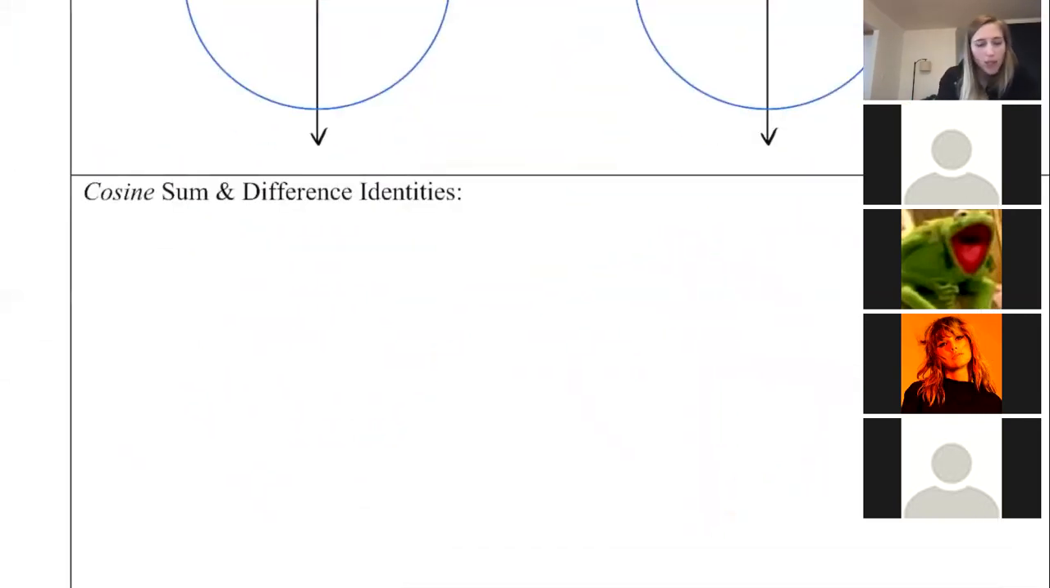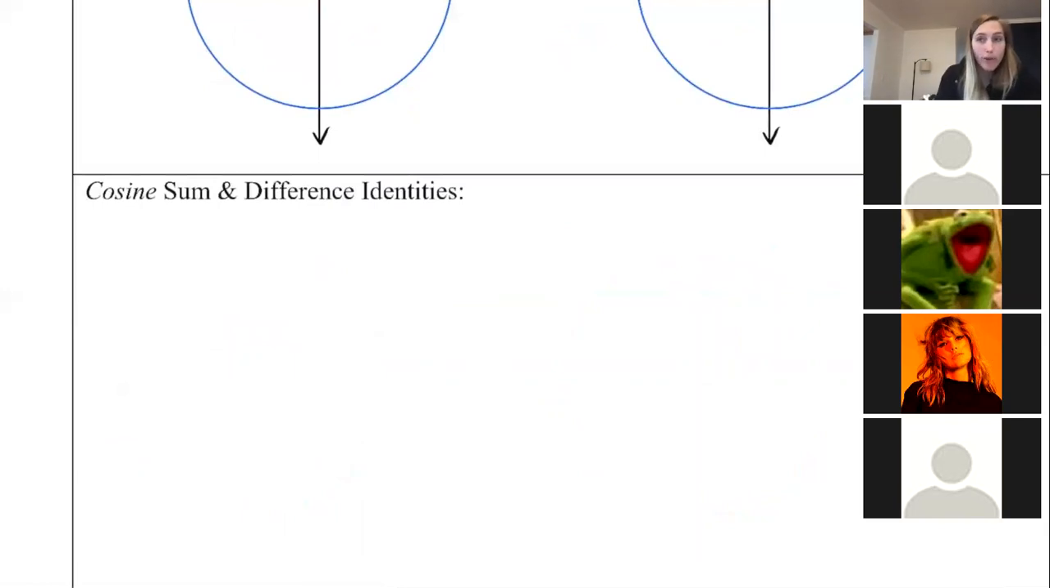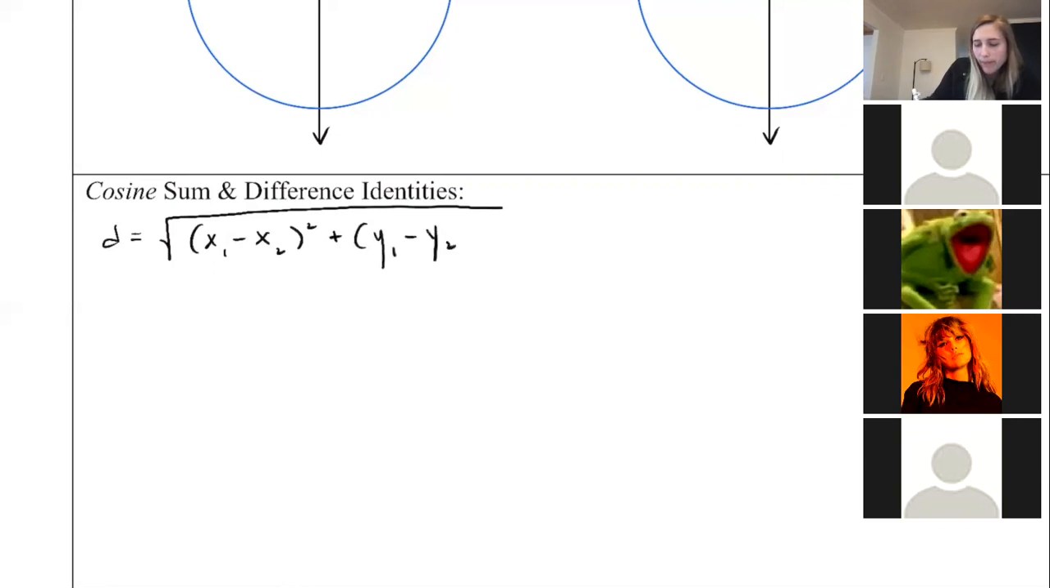So I just want to remind you of the distance formula, which finds the distance between two points in the XY plane. The distance formula is the square root of the change in the x coordinates, so x sub 1 minus x sub 2 squared, plus the change in the y coordinates squared. That's just the distance formula.